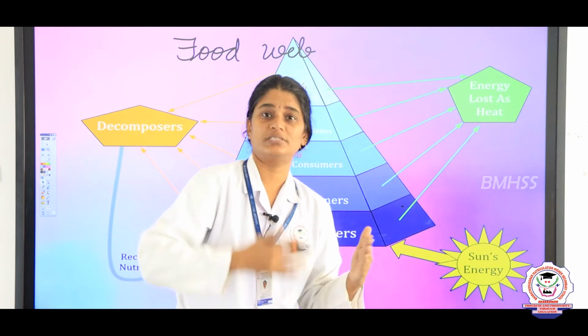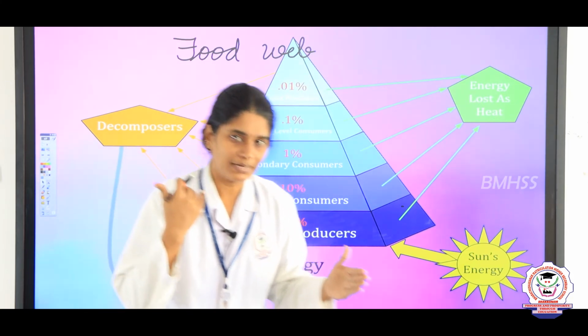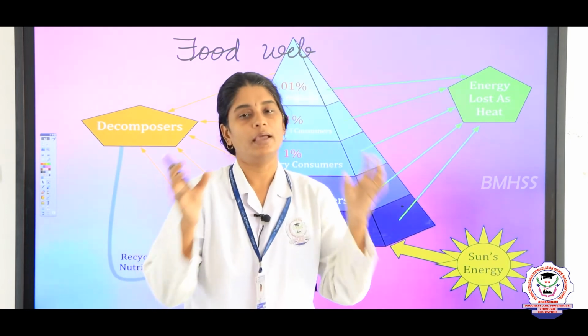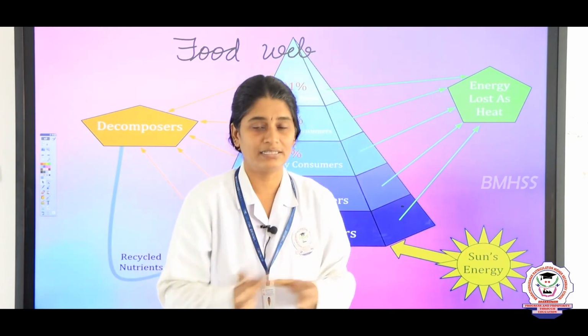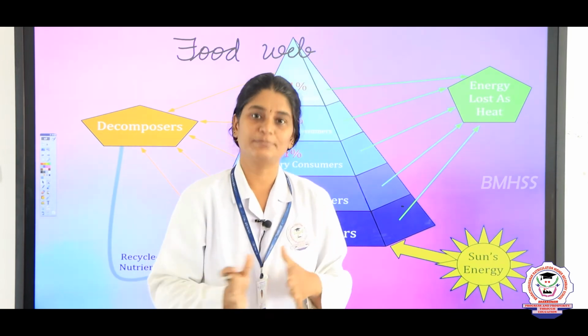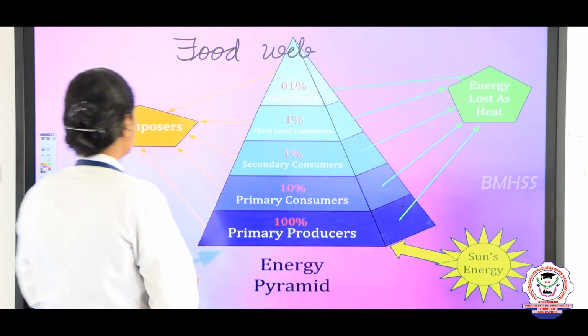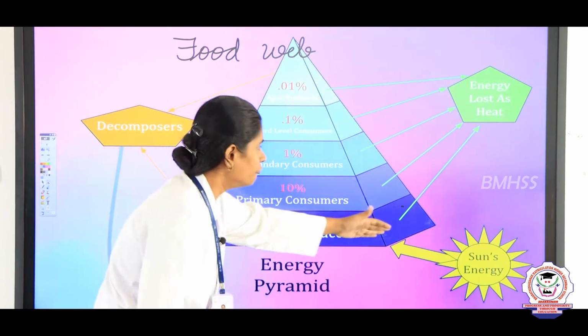What are decomposers? Decomposers are organisms that, once an animal dies, absorb the stored nutrients. They are microorganisms like bacteria and fungi. So, those are called decomposers. Okay. So, here also we can see a food pyramid.